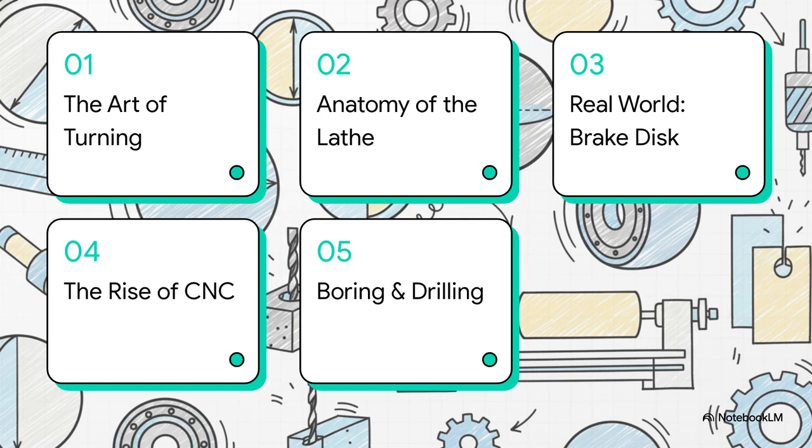Here's our roadmap for today's explainer. First, we'll hit the art of turning. Second, the anatomy of the lathe. Third, a real-world look at a brake disc. Fourth, the rise of CNC. And finally, making holes, focusing on boring and drilling.